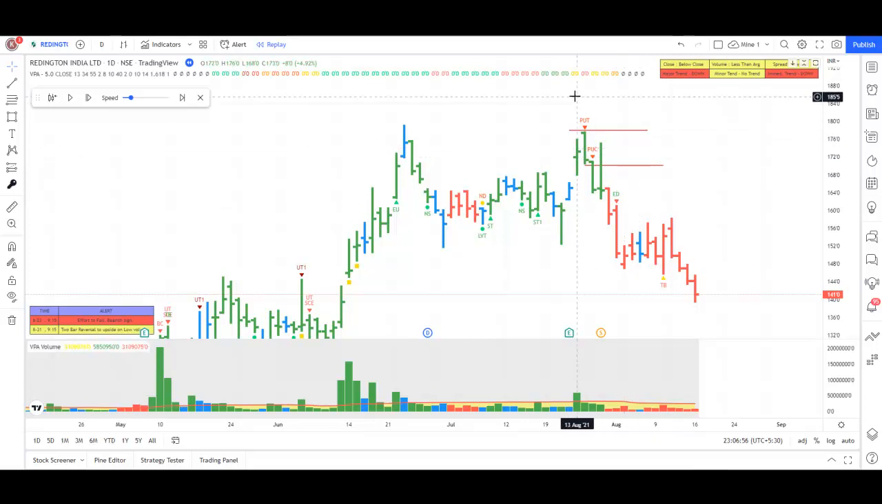So this pseudo-upthrust bar is not as effective as the upthrust bar, but it still is a sign of weakness. So we need to give the same importance which we give for the upthrust bar and observe the further price movements to take action.